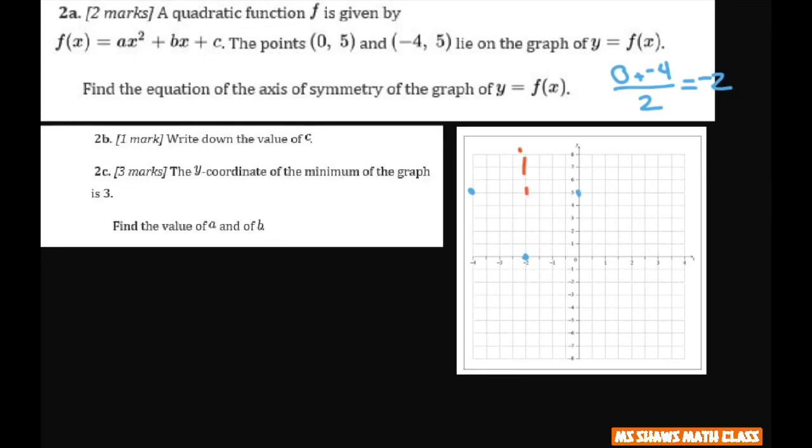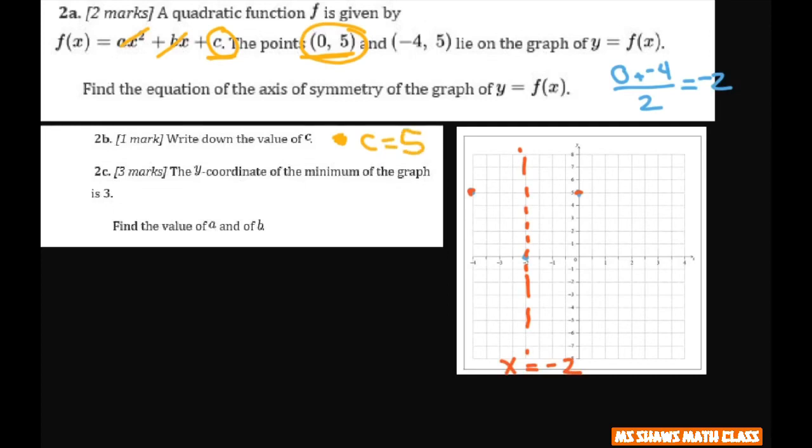Remember, quadratic functions are symmetric to the axis of symmetry. And the way you would write that down is x equals -2 is your axis of symmetry. All right. Now it says write down the value of c. Well, this is your c because that's your y-intercept. When x is 0, those two will go away and you're left with that. So your c is just 5. We'll just put c as 5.